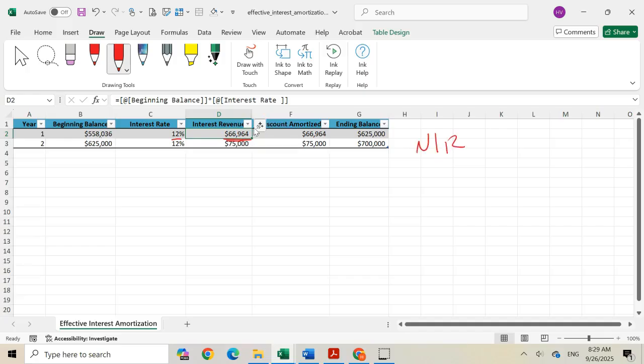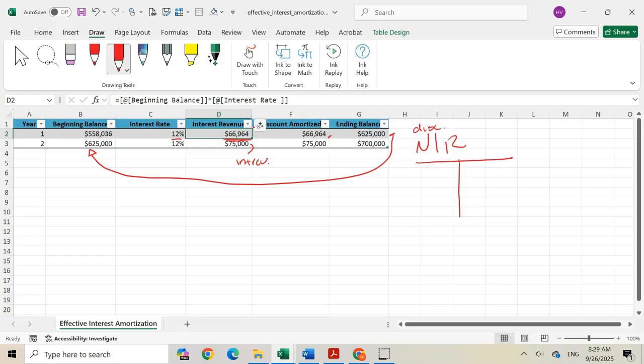And so what happens to your notes receivable balance? It increases by the discount amortized, because now you've amortized 66,000. So now our ending net book value of the notes receivable is 625,000, and the prior year ending balance is the current year beginning balance. So in year 2, we're going to take the 625,000, multiply that by 12%, and this is going to be your interest revenue in year 2.